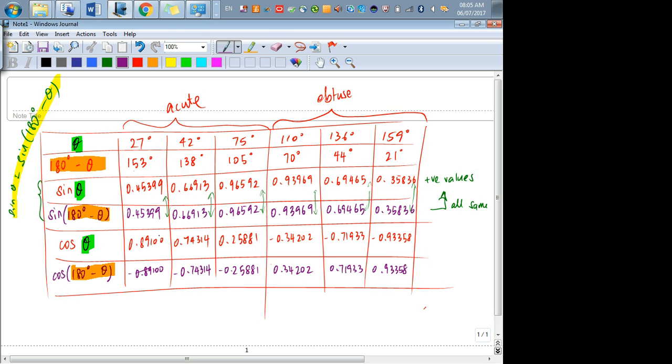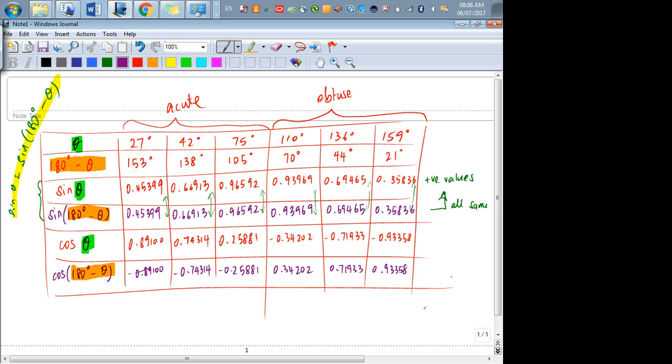Let's look at the magnitude. That means without looking at the sign, only the size of this number, 0.89100. Let's look at the one at the bottom. Isn't the magnitude also the same? Also 0.89100, right? Let me look at the next one. 0.74314. For your cosine 180 degrees minus theta, the magnitude is also 0.74314. As I was doing this, I calculated with my calculator the first two, then I realized there's a pattern, and I didn't use my calculator anymore. All I needed to do was to just change the sign and copy down the number.